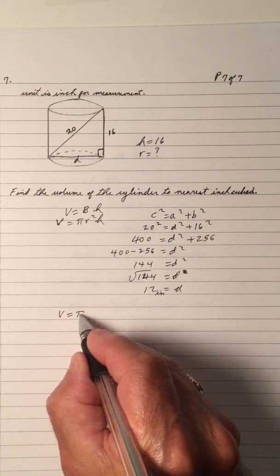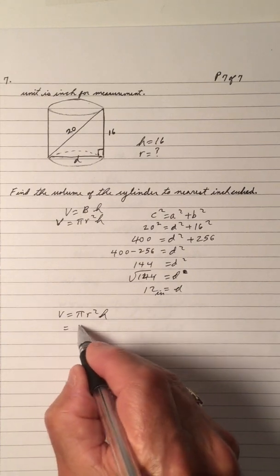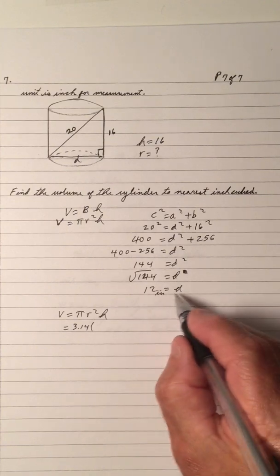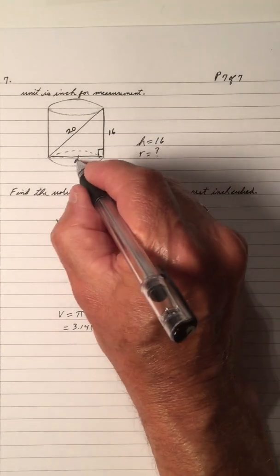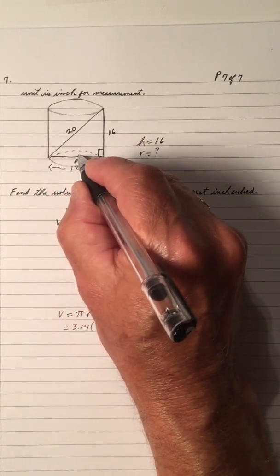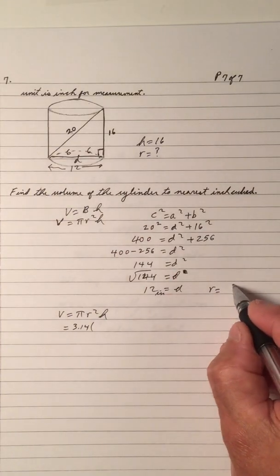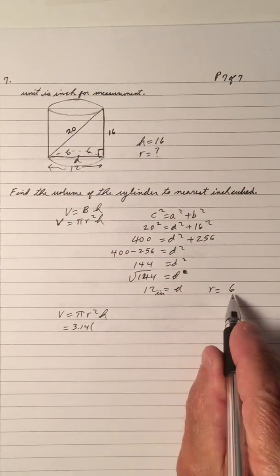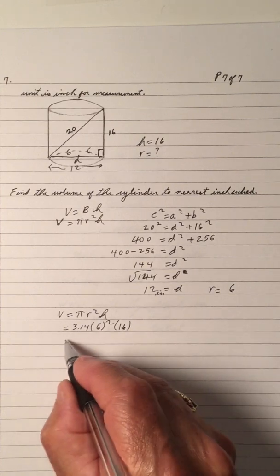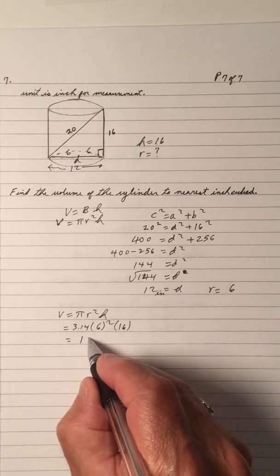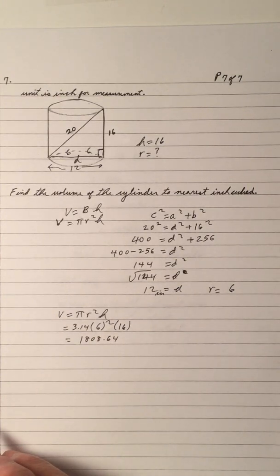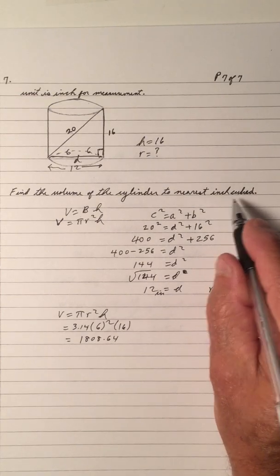The volume is pi r squared h. So 3.14. If the diameter is 12, the diameter is 12 from there to there, the radius is half of that, so that's 6 and 6. So my radius is 6. So I had to take half the diameter to get the radius. So 6 squared times the height of 16. When you multiply all that with a calculator, you get 1808.64. And you have to round that to the nearest inch cubed.